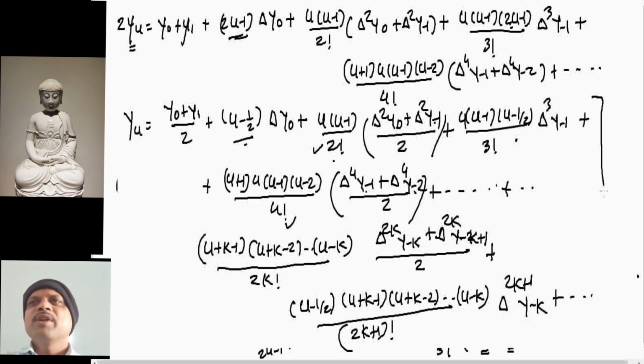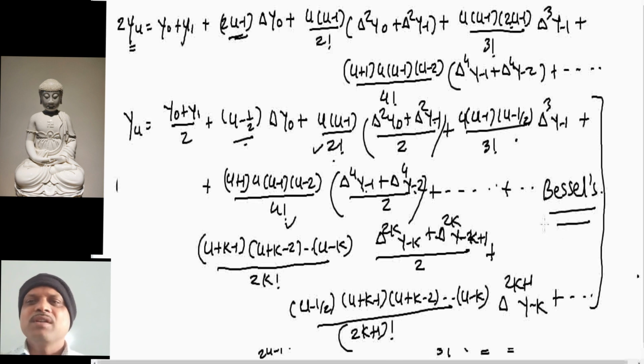So this formula is known as Bessel's formula. This is known as Bessel's interpolation formula, and it is very simple. How have we derived it? We have used the Gauss forward and backward interpolation formulas. In the backward interpolation formula, we shifted the origin to unity, and then the revised formula was taken for addition, and then we derived Bessel's interpolation formula.